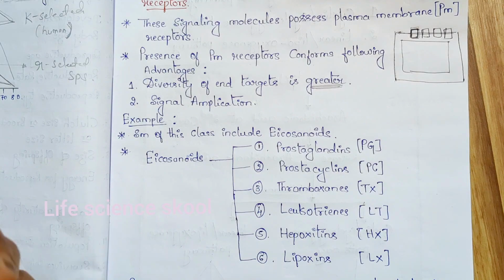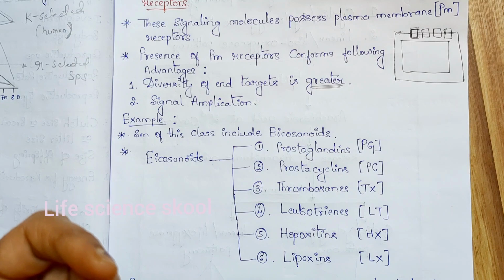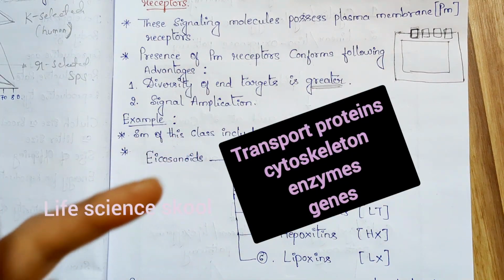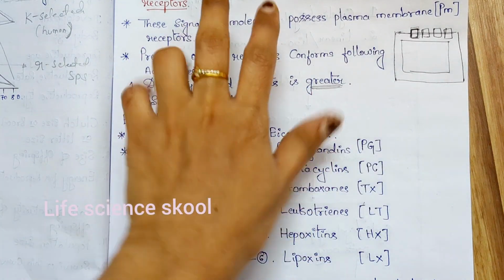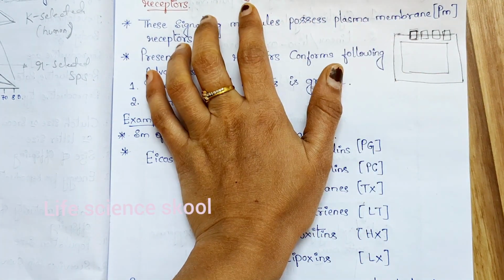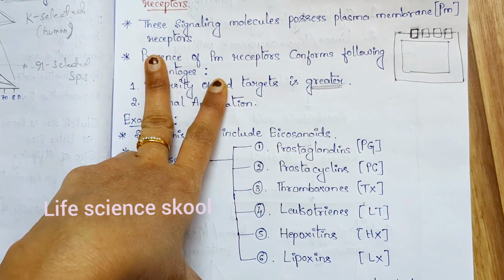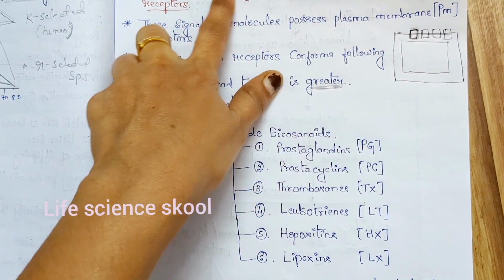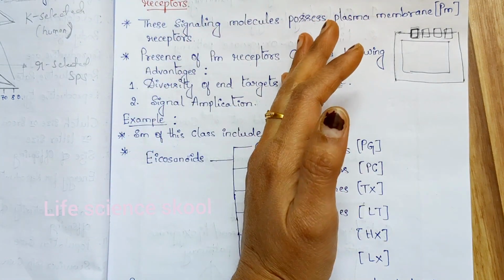We already know what the different types of end targets are. There are mainly 4 types of end targets: transfer protein, cytoskeleton, enzymes and genes, right? So in the case of lipophilic signaling molecules with plasma membrane receptors, all 4 types of end targets can be regulated. Thus these signaling molecules show both genomic and non-genomic effects.